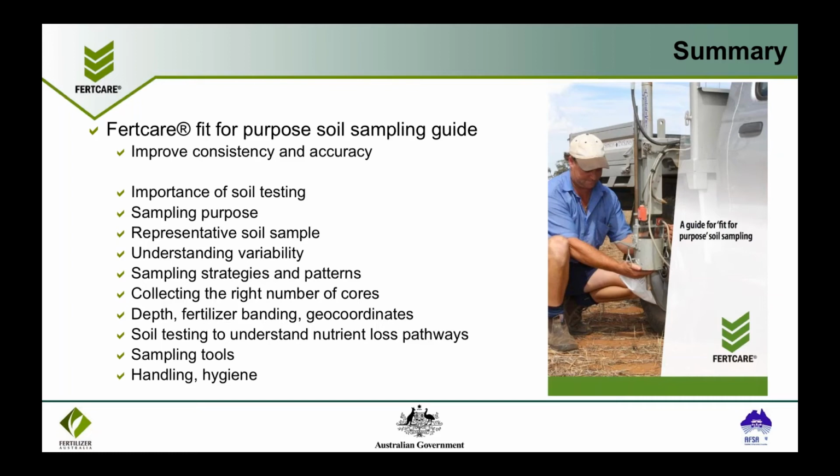Hopefully we've demonstrated to you the importance of soil testing, being clear about your sampling purpose, collecting a representative sample that accounts for the variability that you might find, some of the sampling strategies and patterns that you might use in sampling a farm, collecting the right number of cores, and the guidance in the document here is to collect between 30 and 40 if you can, collecting the right depth, accounting for fertilizer banding issues, collecting geo-coordinates.